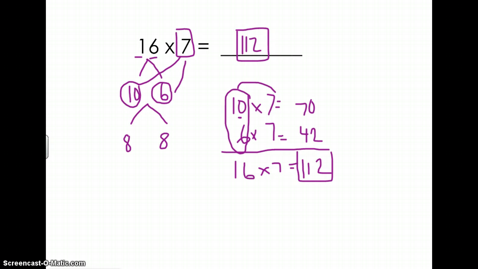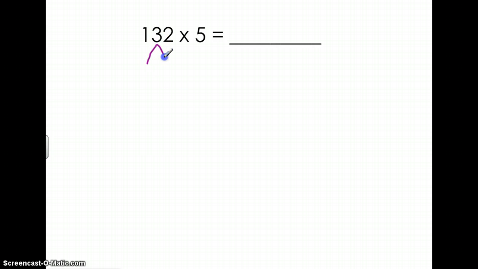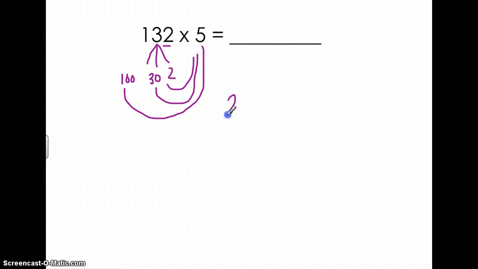Good job. Okay. The last one we're going to do is 132 times 5. Up to this point, we have broken apart just 2-digit numbers, but you can still do this here. I have a 2 in the ones place, a 3 in the tens place, which is really like 30, and a 1 in the hundreds place, which is like 100. Now I need to multiply each of these factors by 5. I'm going to start here. 2 times 5 is equal to 10.